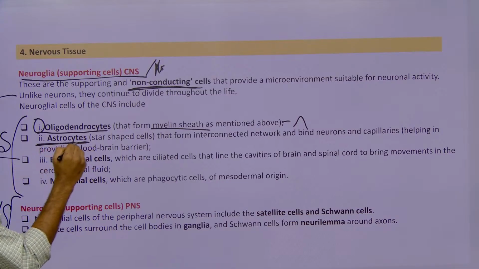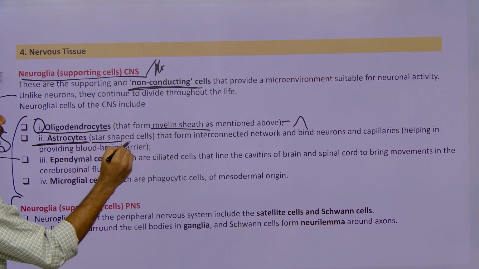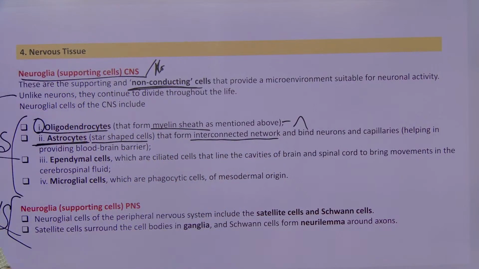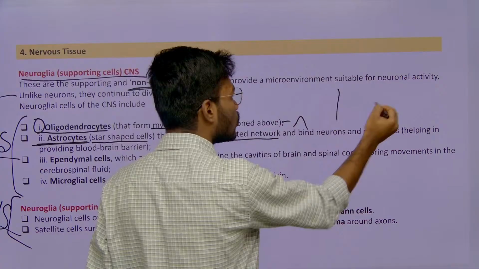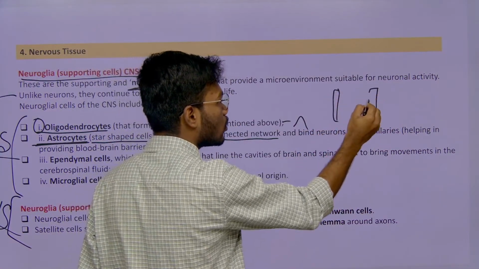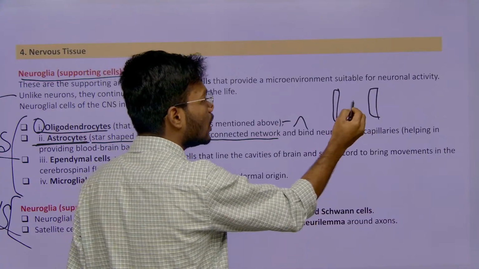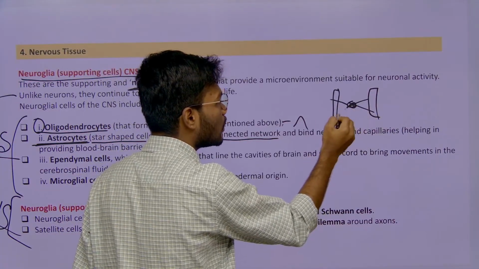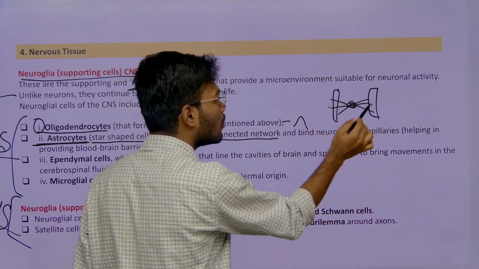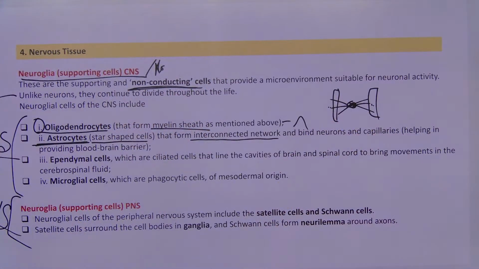Astrocytes are nothing but star-shaped cells that form interconnection between the neurons. So we have two neurons, this is one axon of a neuron, this is also one axon of a neuron. In between there is a star-shaped cell which is responsible to hold or to communicate between two neurons. Those are called astrocytes. And there is another kind of cells called ependymal cells.